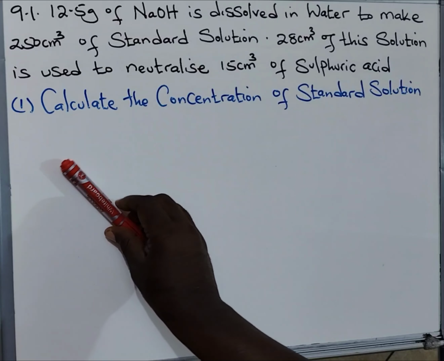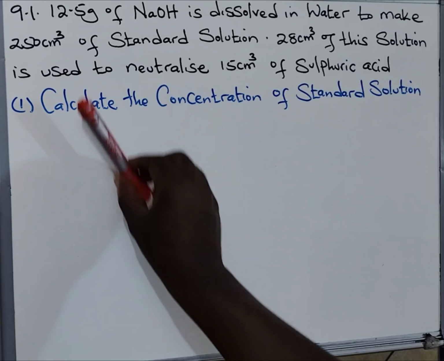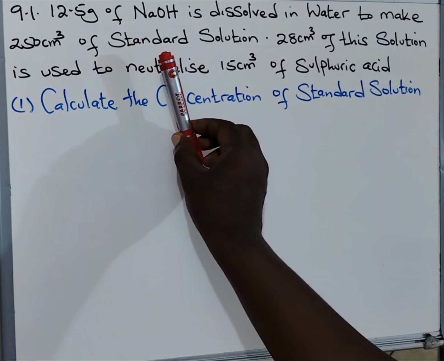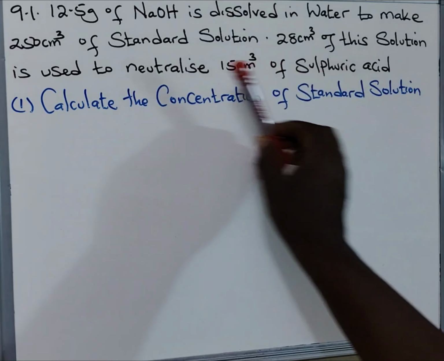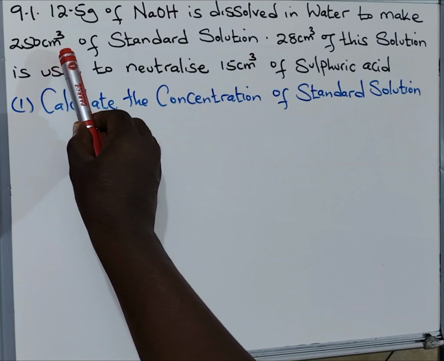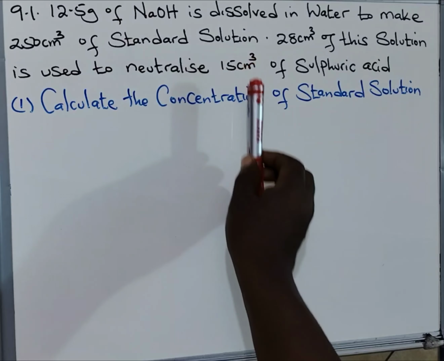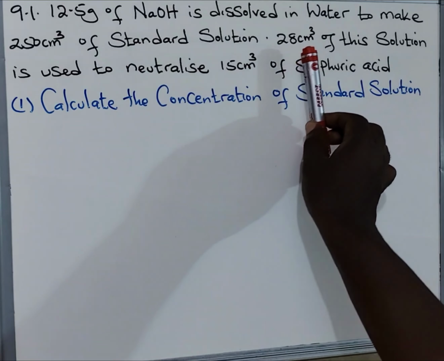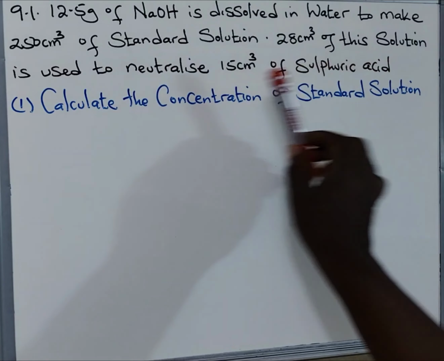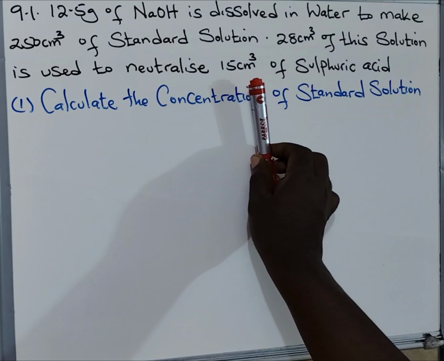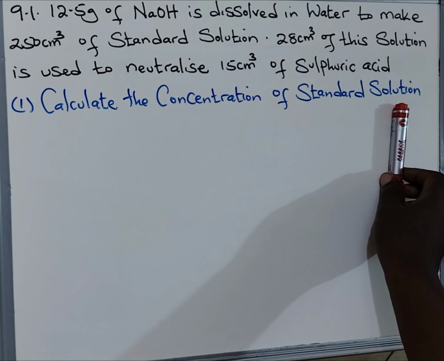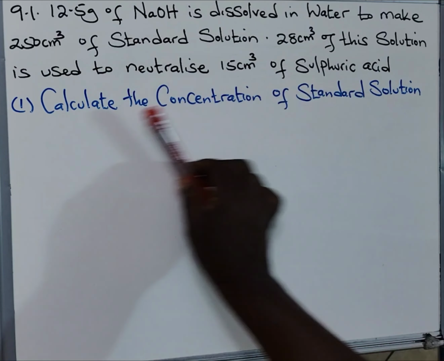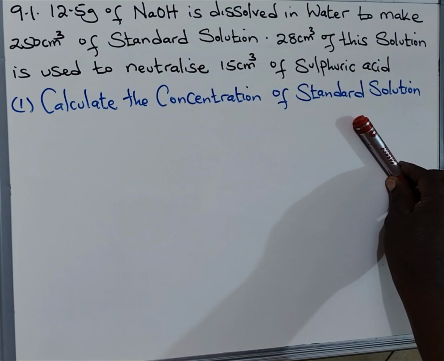Yes, today we are looking at this question. It says 12.5 grams of sodium hydroxide is dissolved in water to make 250 cubic centimeter of standard solution. Okay, 28 cubic centimeter of this solution is used to neutralize 15 cubic centimeter of sulfuric acid. And the question says calculate the concentration of standard solution.